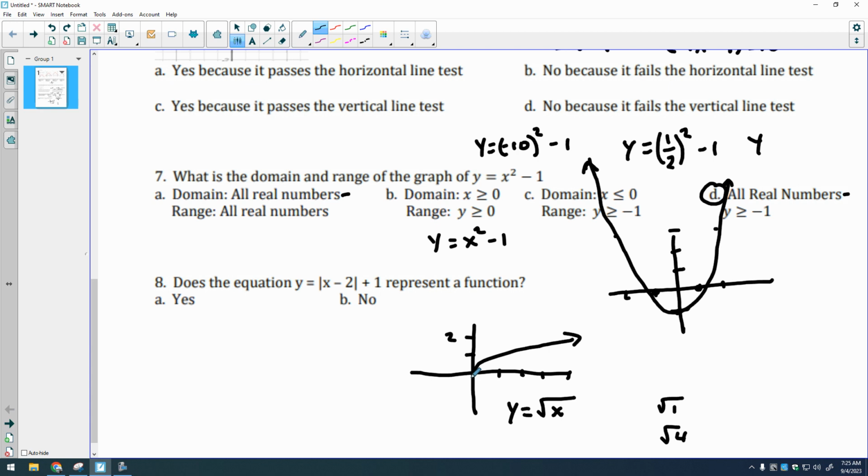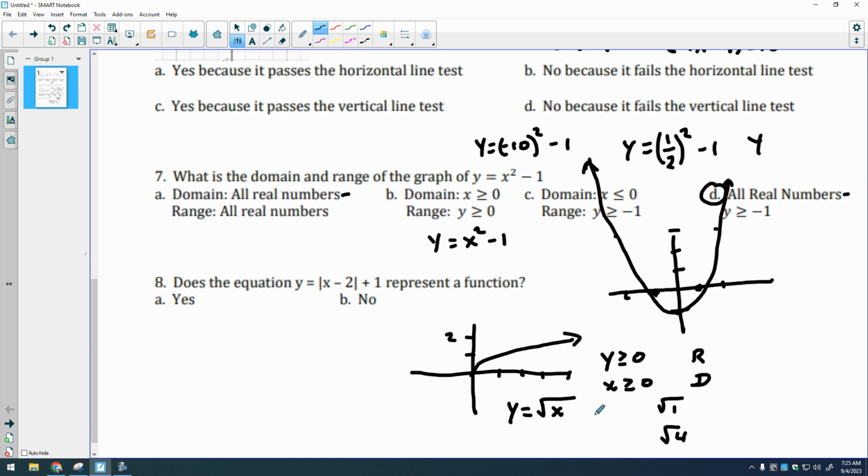What about this guy? I know this one's not on the test or the homework, but it's a good one to look at. Look at your graph. Will y ever be a negative number? Nope. My graph starts at 0 on the y-axis, and it goes up. So my y values for this equation would be y is greater than or equal to 0. There's my range.